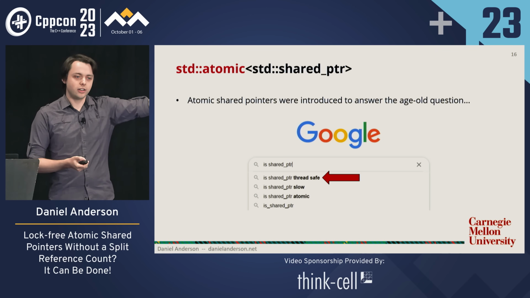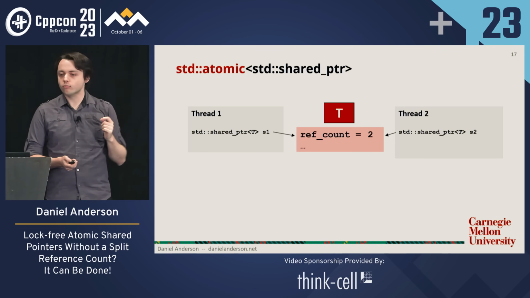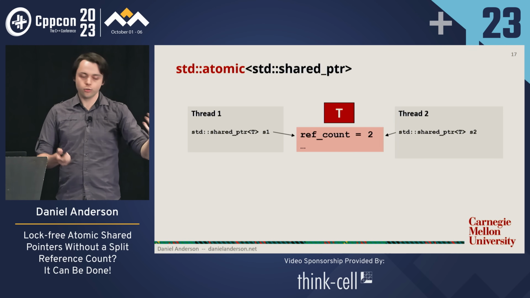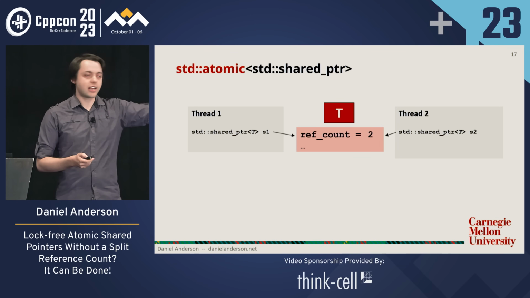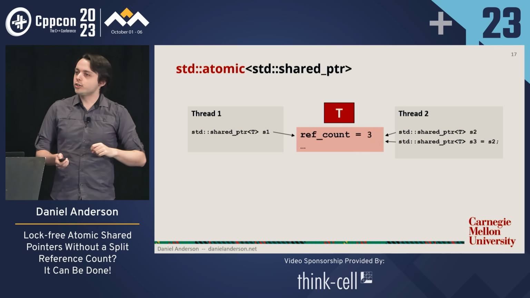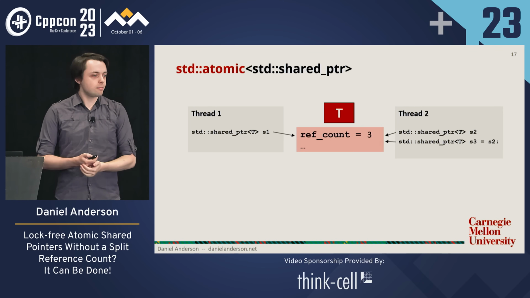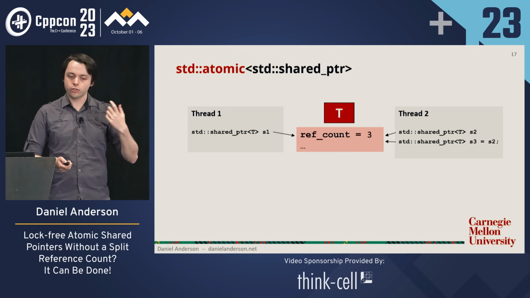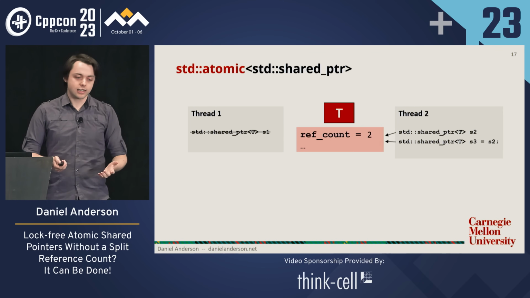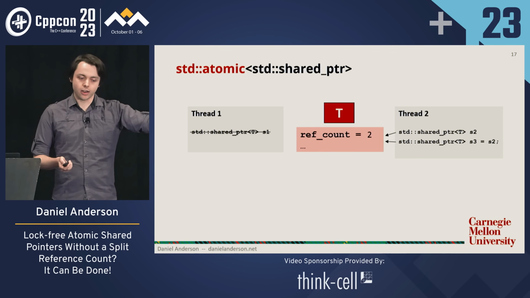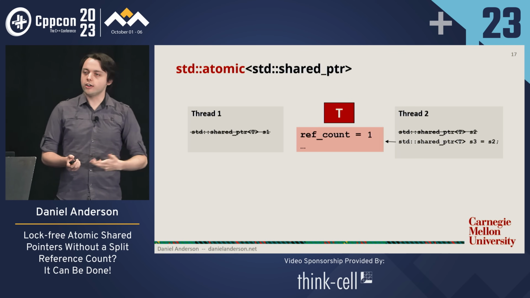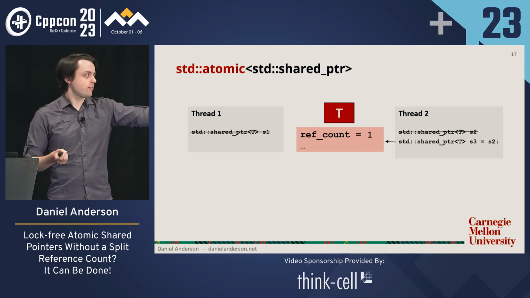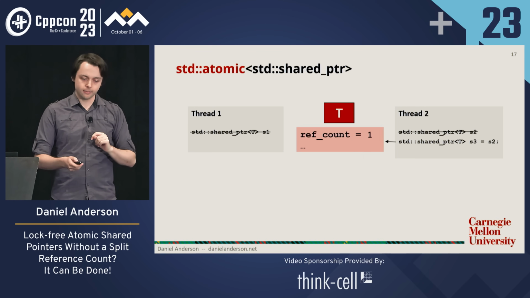Well, I don't trust Google, I don't trust random people on the internet, so let's think about this ourselves instead. I have 2 threads that have a shared pointer pointing at the same managed object T. So the reference count is 2. Let's say thread 2 says, I'd like to make another copy of that shared pointer. That's going to bump the reference count to 3. Thread 1 says, I don't need my copy anymore, I'm going to get rid of it. That's going to drop the reference count to 2. Thread 2 says, I don't need my S2 anymore, I'm going to get rid of that. That drops the reference count to 1.